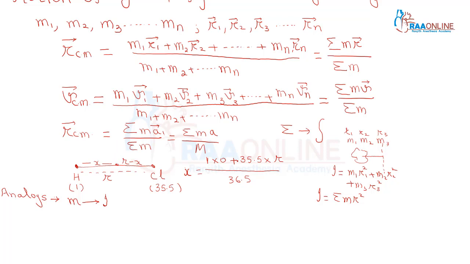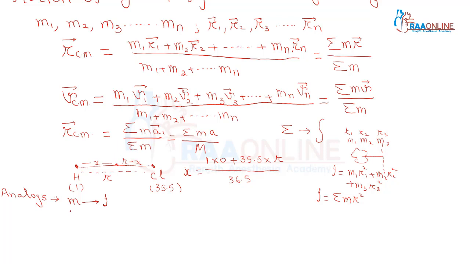Why I am saying that moment of inertia is a tensor physical quantity, because by changing the axis of rotation it will change. Means in different directions moment of inertia is different, but it does not obey the law of addition of vectors. That's why we are saying it is a tensor physical quantity. So the analog of mass is moment of inertia.